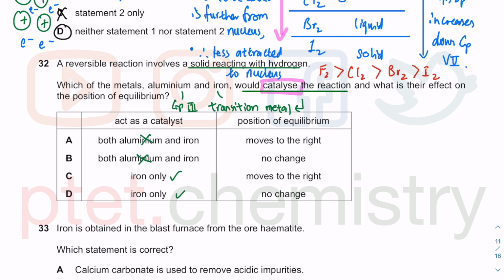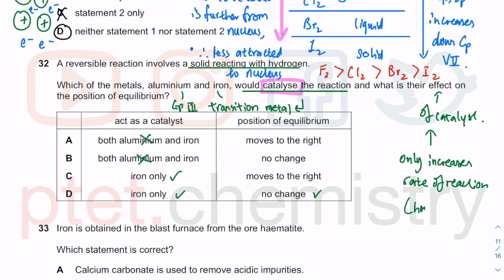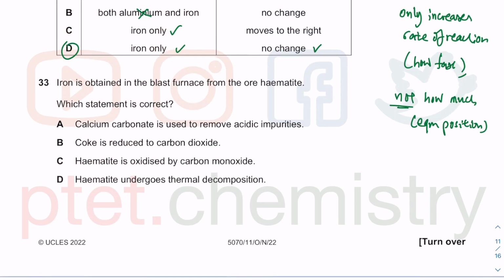And then what is the effect of catalyst on the equilibrium position? It will be no change because catalyst only increases rate. It only affects how fast a reaction proceeds. It doesn't affect how much, which is your equilibrium yield, your equilibrium position. That one is not affected by catalyst, as catalyst only affects how fast, which is rate of reaction.